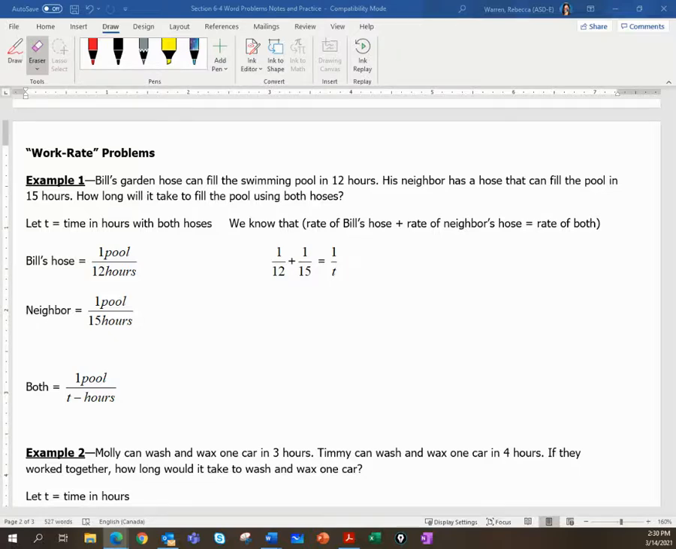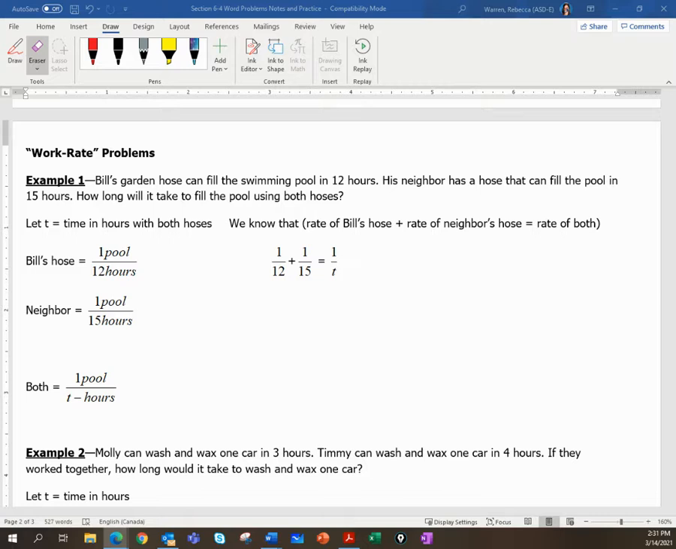Hi there, this is going to be a quick video just going over the work rate problems for rational expressions. We talked about how there's a couple different types of word problems for rational expressions, and this one is called work rate. They are pretty easy as they are all set up almost the exact same way almost every time. So this video really will be pretty quick because it is a fairly simple way of solving this type of word problem.